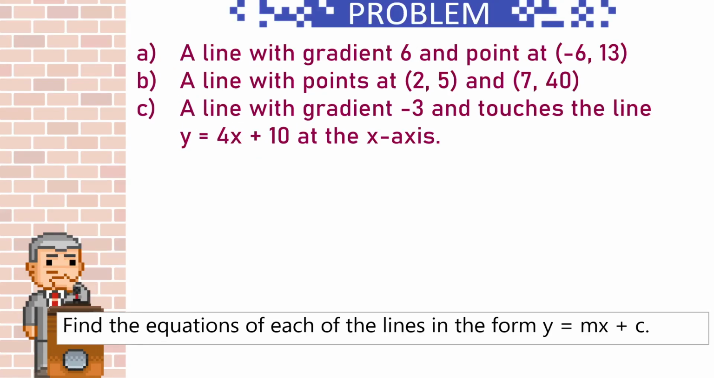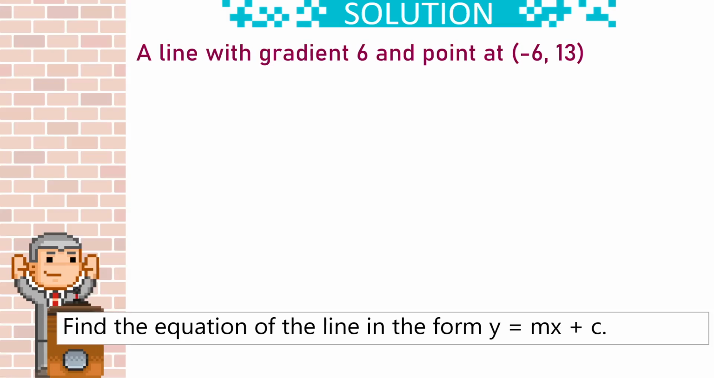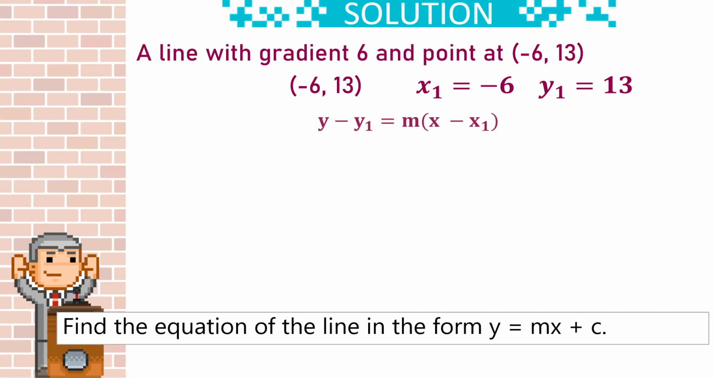Let's go through these questions. In this question we're told that the line has a gradient of 6 and there's a point at minus 6, 13. So our x1 will be minus 6, our y1 will be 13. And we're going to substitute that into y minus y1 equals m brackets x minus x1.